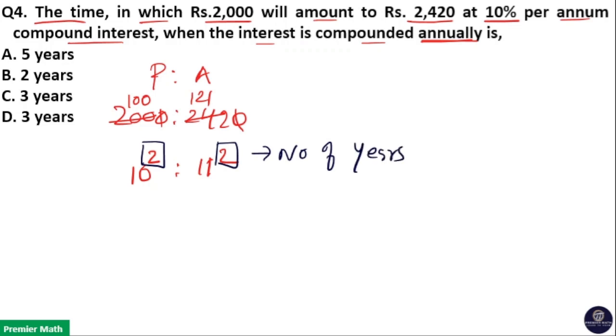This power is the number of years. So option B is your answer. Number of years is 2. That is, 2000 will become 2420 in 2 years at 10% per annum compound interest.